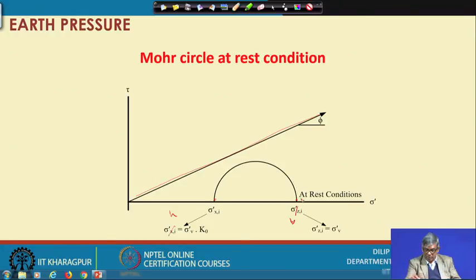If I draw a line with angle phi, which is the internal angle of friction of the soil, that gives you the failure envelope. Now at any depth, you find sigma v and sigma h, and if I plot this Mohr circle, it will always be much below the failure envelope. It will never be tangential. So, that is the at rest condition.